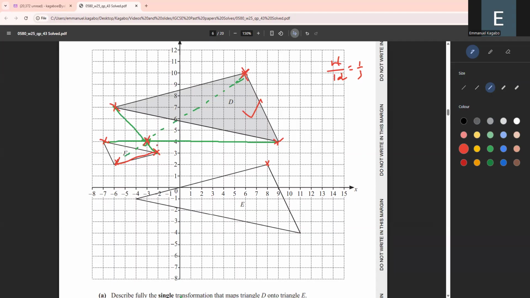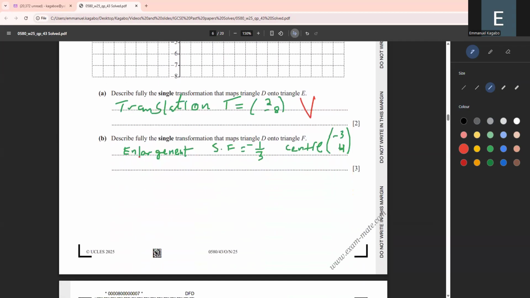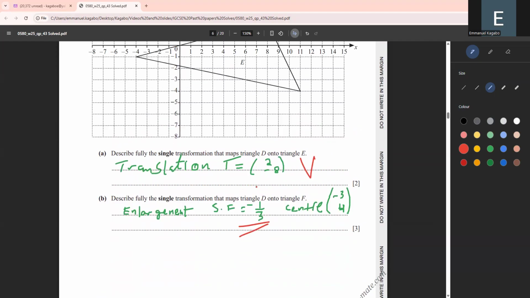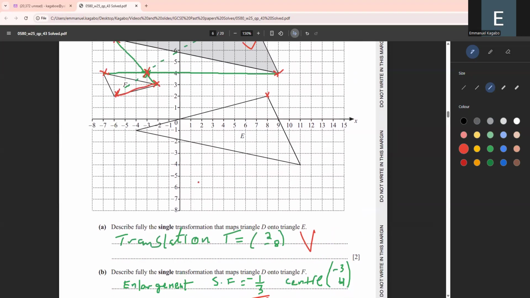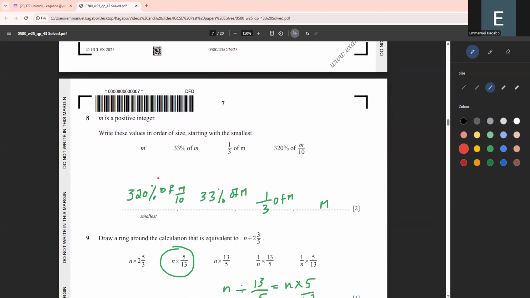That's center of enlargement. And the center of enlargement is between the image and the object. That happens if and only if your scale factor is negative. So it's enlargement, scale factor -1/3, and center of enlargement (-3, 4). Don't say -3/4. It's (-3, 4). Do you understand why it made the scale factor negative? It's because the center of enlargement is between object and the image. Thank you. Okay. Good. Question 8.